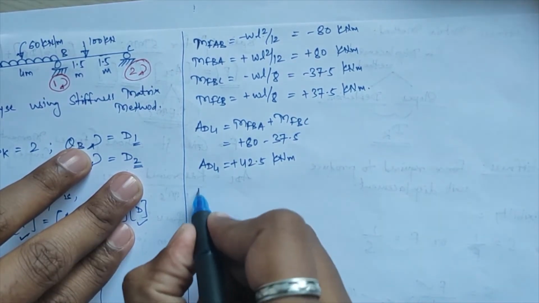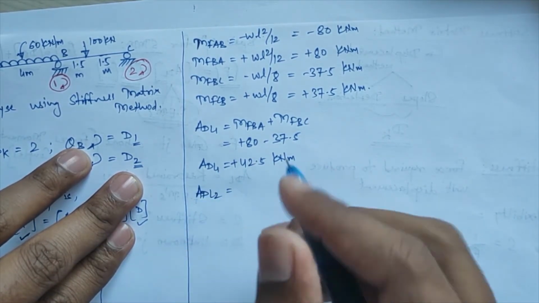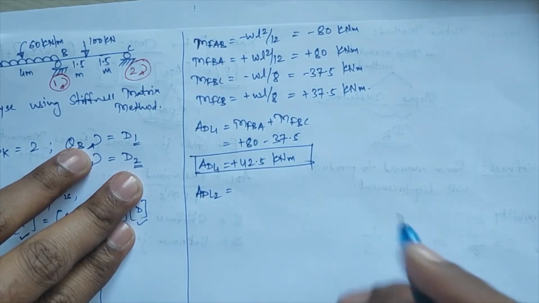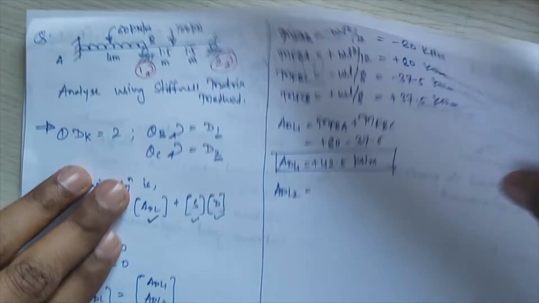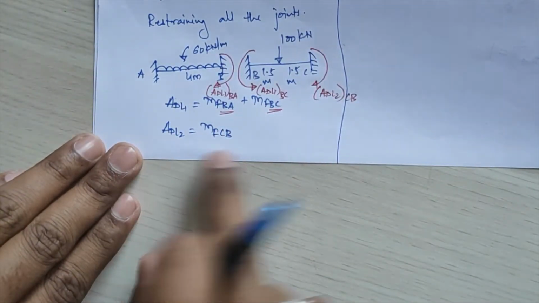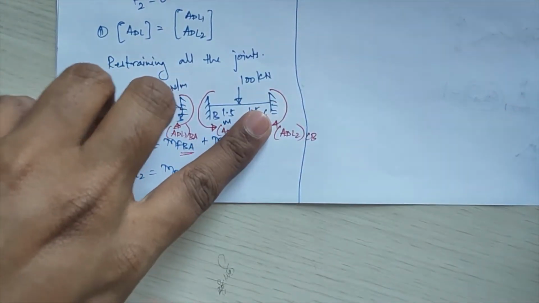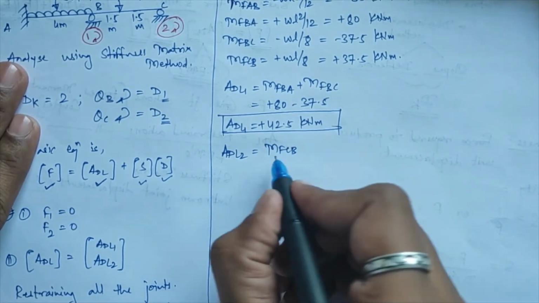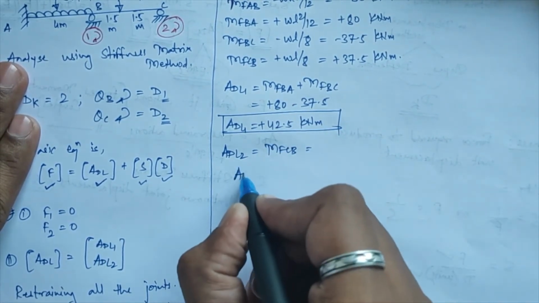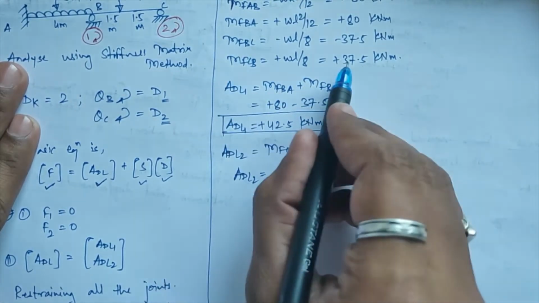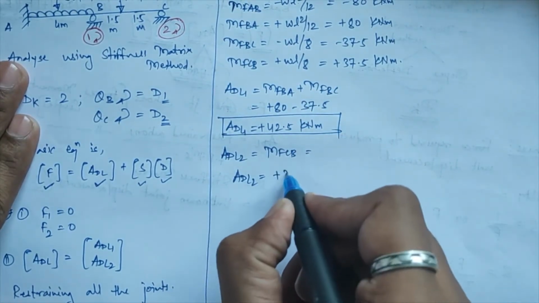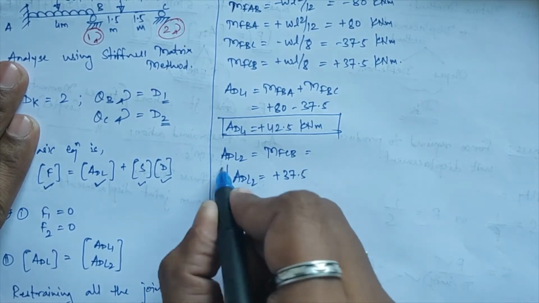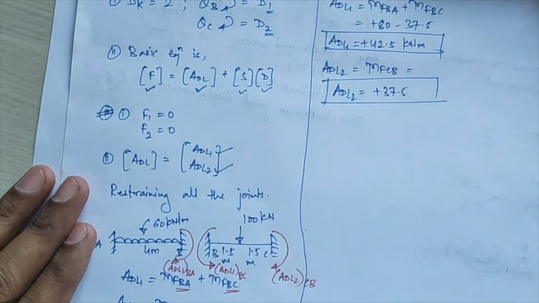Okay, same way I will calculate the ADL2 value. ADL2, that is your selected second coordinate over here. So for that ADL2 I am getting equal to MF CB. In this diagram you will understand that. So here I will write MF CB. So I will calculate this MF CB, ADL2, MF CB I am having equal to plus 37.5. Okay, so these two values I am getting, ADL1 and ADL2.